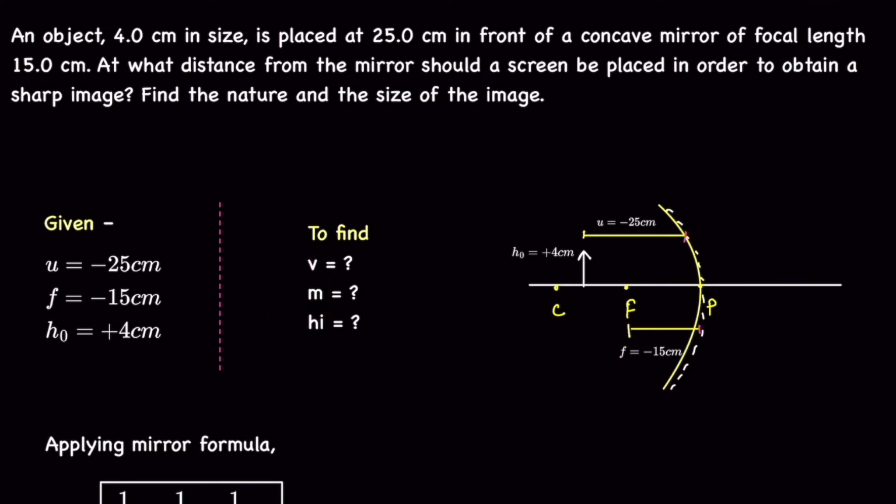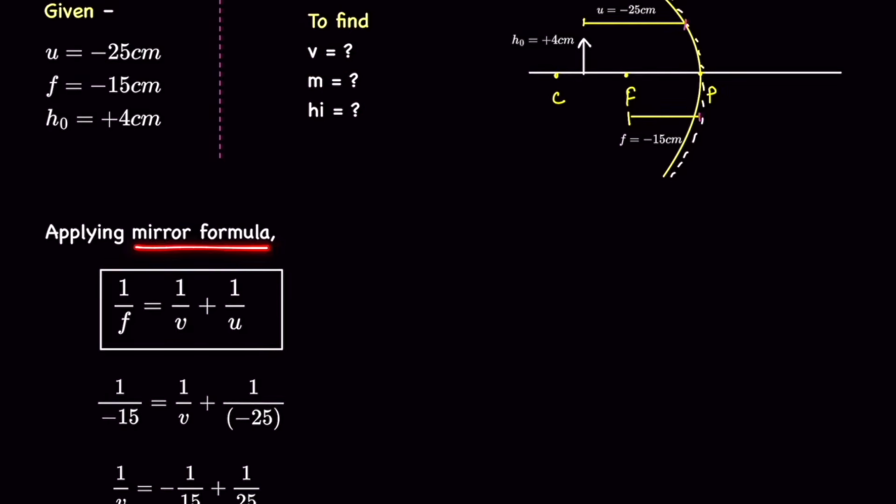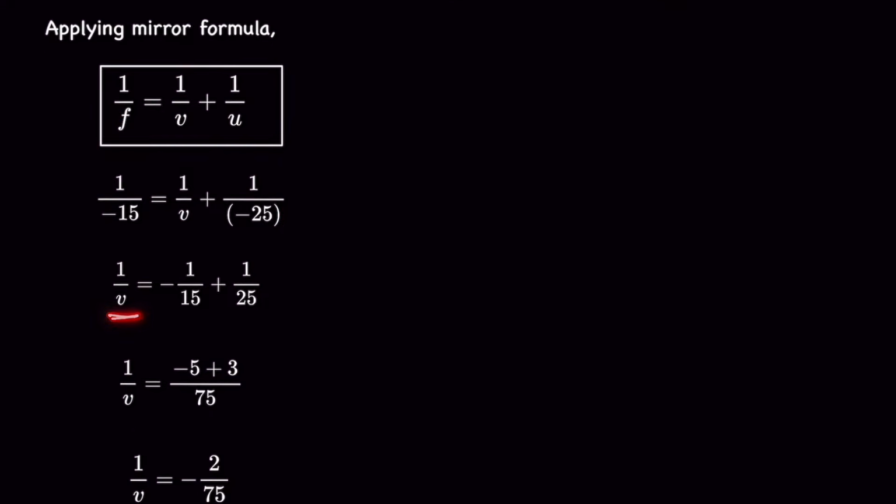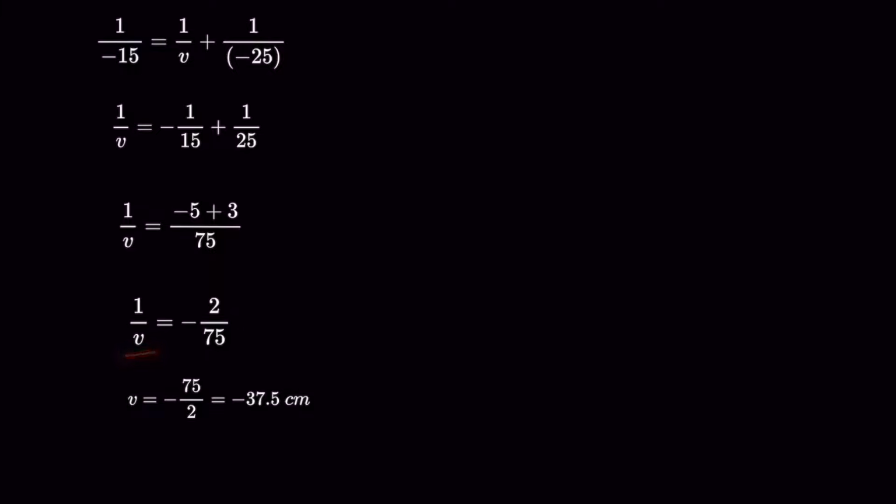If we have to find v, we will use the mirror formula. By the mirror formula, 1 by f is equal to 1 by v plus 1 by u. f is equal to minus 15, u is equal to minus 25. So 1 by v is equal to minus 1 by 15 plus 1 by 25. After taking LCM, 1 by v is equal to minus 2 by 75. If we reciprocate, v is equal to minus 75 by 2, minus 37.5 centimeter. So this is the value of v.